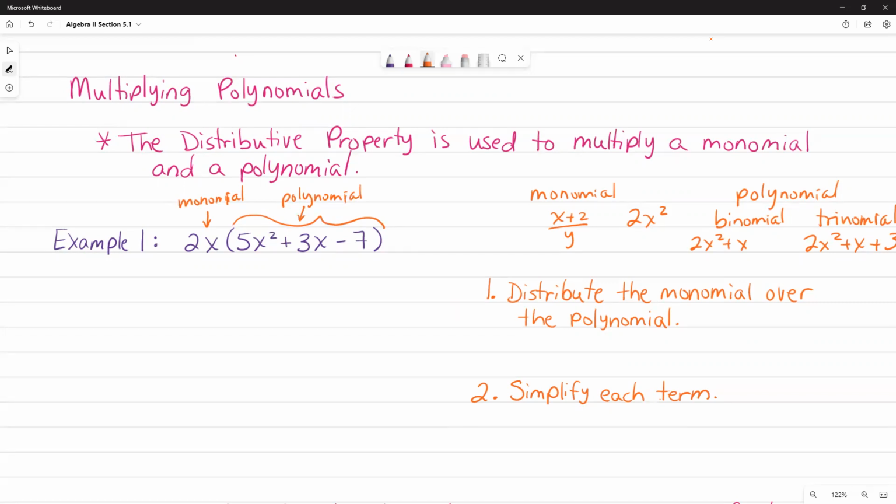Okay, so when you multiply polynomials like monomials and polynomials together, you just use the distributive property. All you do is think of 2x as one number. You're distributing that one number. We just don't know what x is, but x is always x. Whatever it is, it's always going to be the same value. So you're distributing that to every term inside the parentheses that is separated by addition or subtraction.